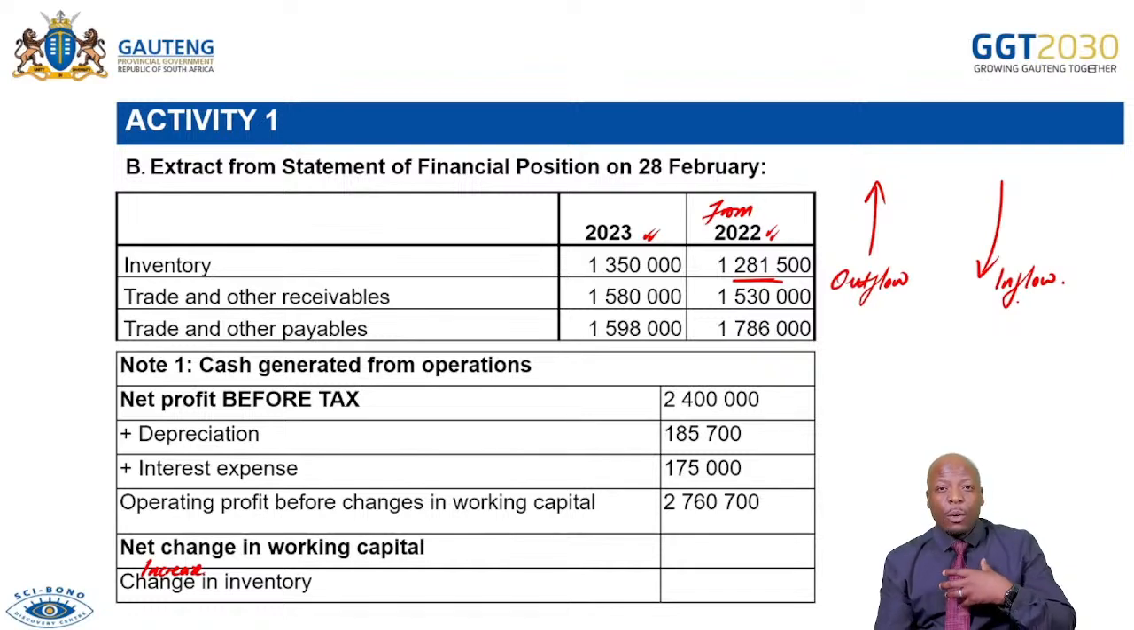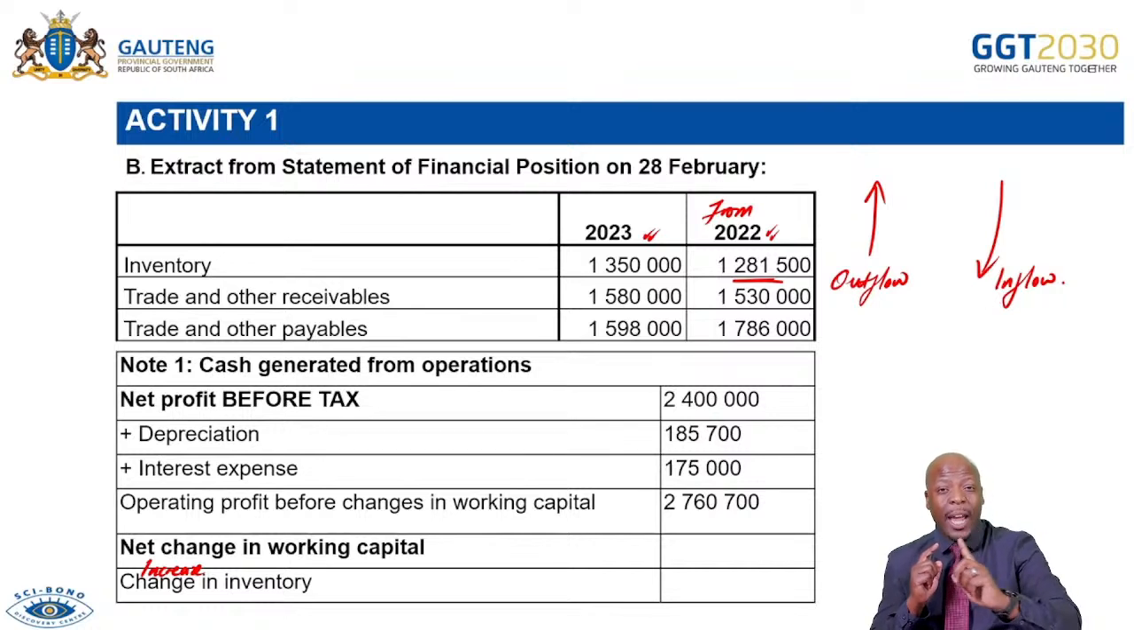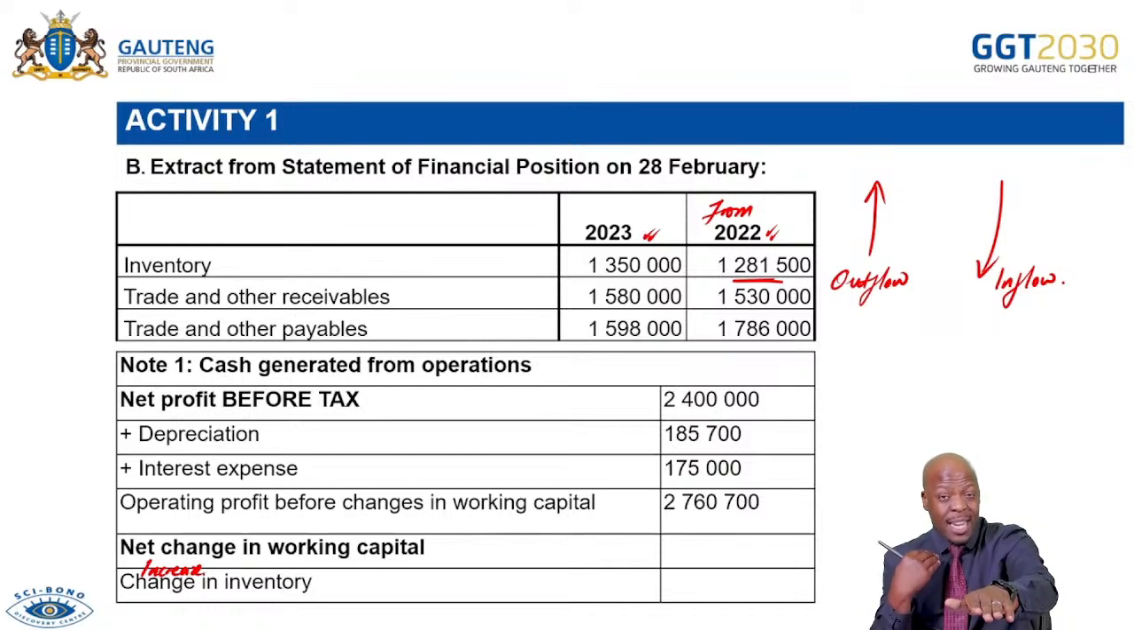Now why would inventory increase? Because we've acquired more. So it means the business is paying, hence it's a cash outflow. Why would inventory decrease? Because we are selling. When we sell, the goods are going and then cash is coming in. The relationship between inventory and cash moves in opposite directions. When inventory is going out of the business, cash is coming into the business. So when your inventory is decreasing because you're selling, that's a cash inflow.